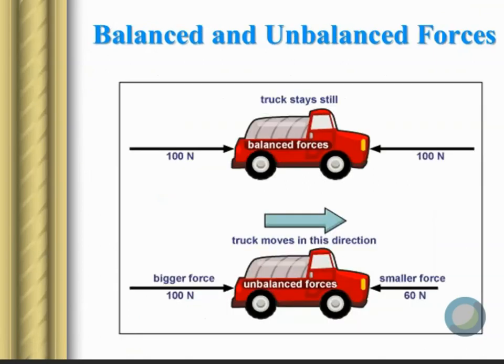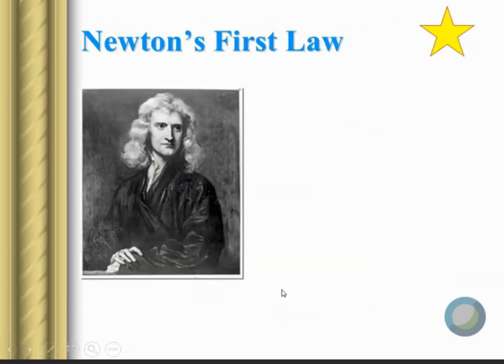Now, if we go for balanced and unbalanced force, suppose a truck is trying to move. If there is a 100 Newton force in this motion, and another 100 Newton force is applied on it in the reverse direction, the truck cannot go. It will remain in the same position. If a smaller force is acted upon that, then it can move, but slowly, but still it will move. So this is balanced and unbalanced force. This is the thing we have to understand.